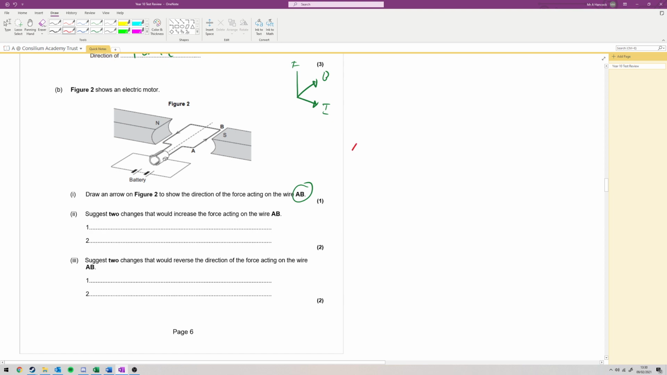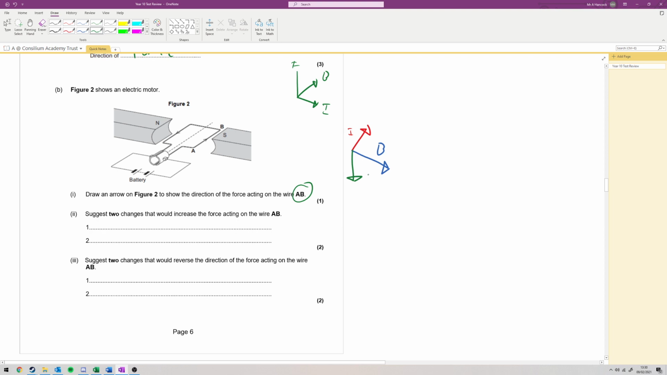So, my current is going up. This is my current. So I've moved my middle finger to point along the direction of this red arrow. My magnetic field goes from north to south. It goes this way, so I've pointed my first finger that way. And as I point my first finger that way, my thumb ends up pointing downwards. So my thumb actually points that way.